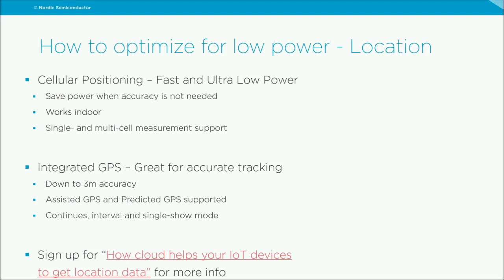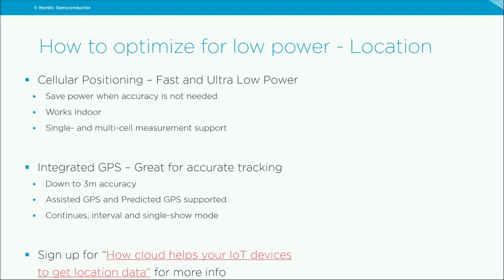And also our integrated GPS is great for when you're going to do accurate tracking. And you can have an accuracy down to 3 meters. And we also have support for assisted GPS and predicted GPS. Assisted GPS is when you download the ephemeris and almanac data directly from the LTE network and use this data to find your satellites much faster. So you can improve your time to first fix from, for example, 1 minute to 5 seconds, because it takes a long time to download data through satellites.